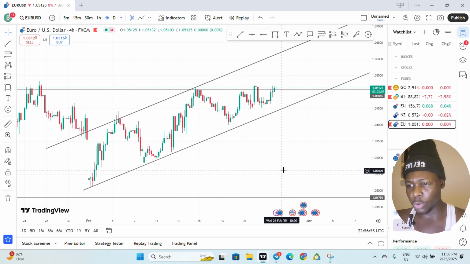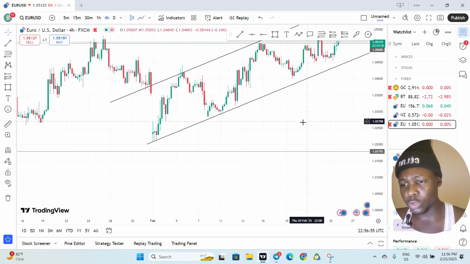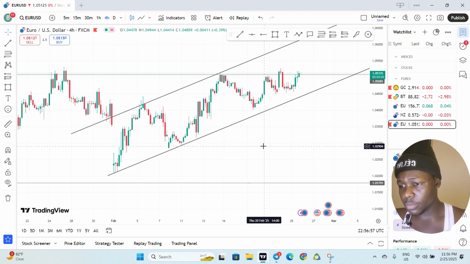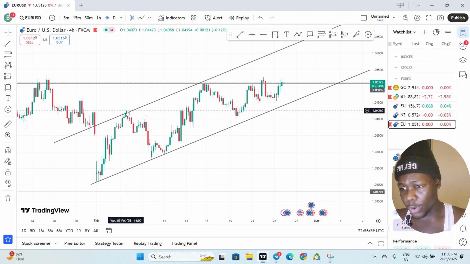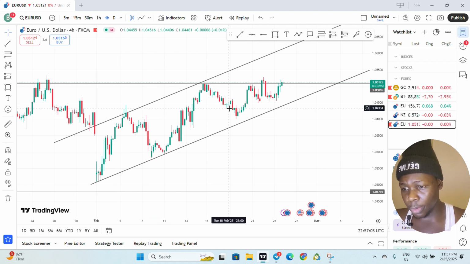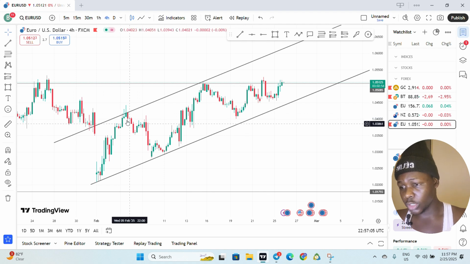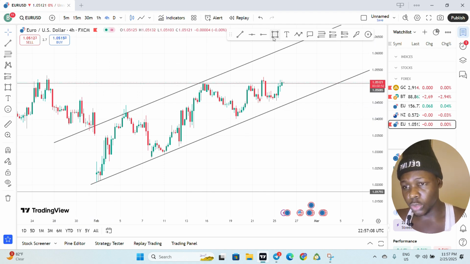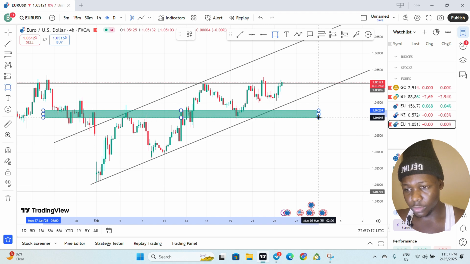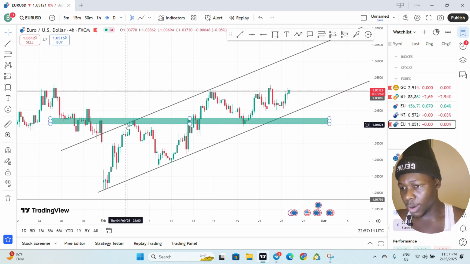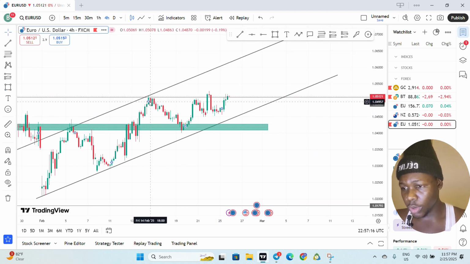So in 4 hours, what do we have here? We have the most important support and resistance here. Price has been rejecting at this area. Price actually broke above this area and then came here and gave us a support. This is a resistance zone. So what do we do? We mark out this zone. Second one, we have this one here.